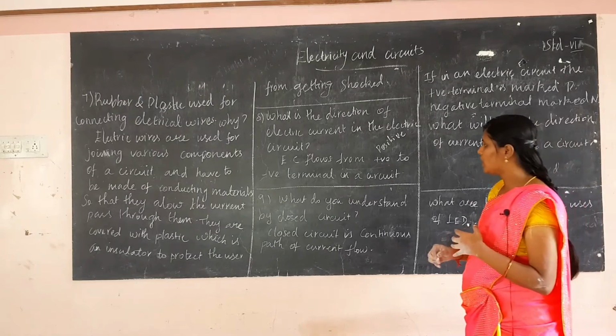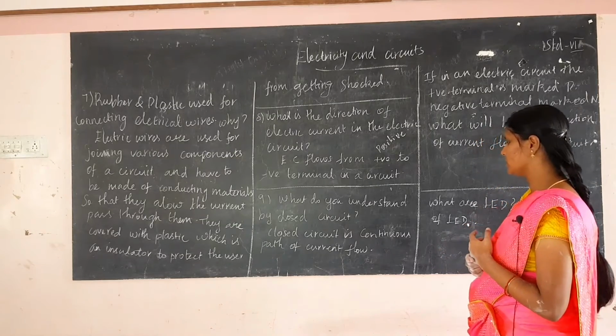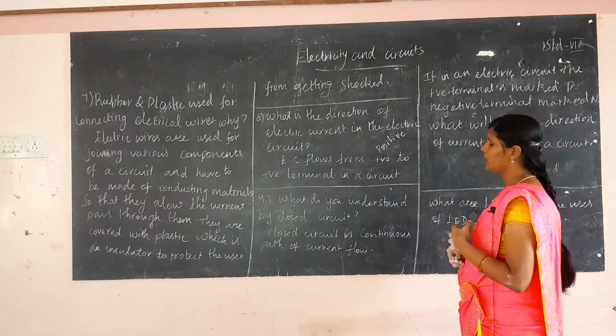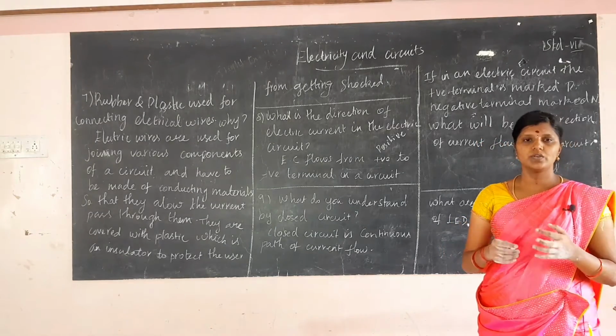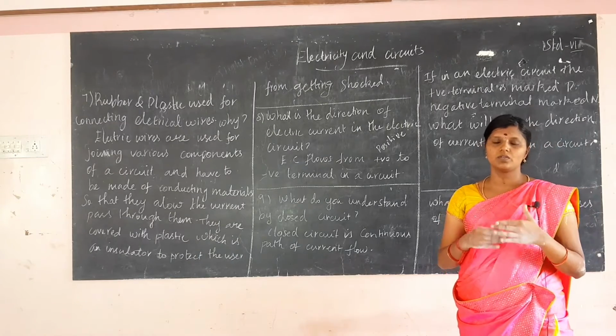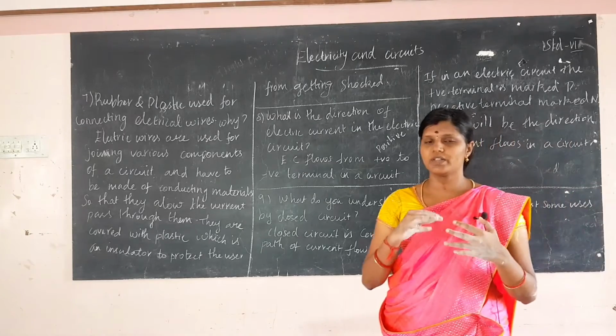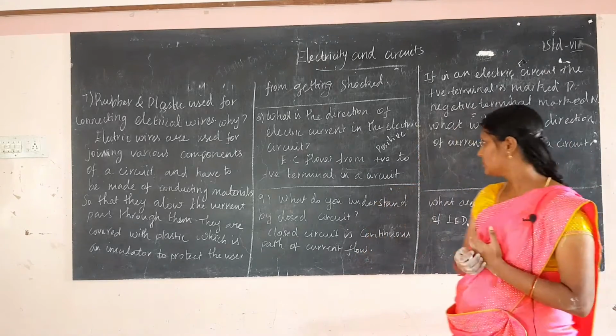Okay, and what do you understand by closed circuit? Closed circuit is a continuous path of current flow. In a closed circuit, current keeps flowing. In an open circuit, current will not flow.